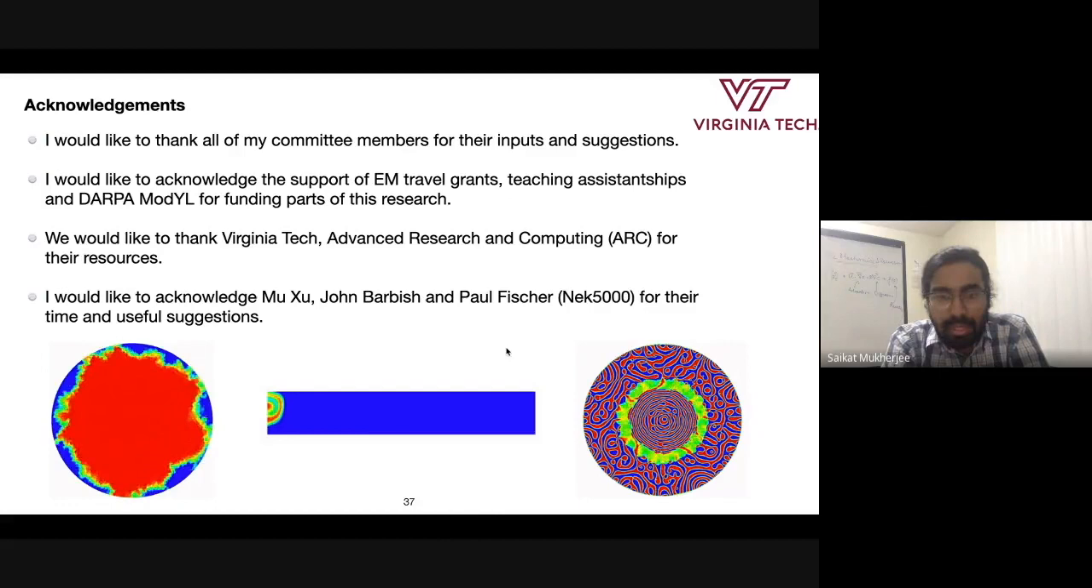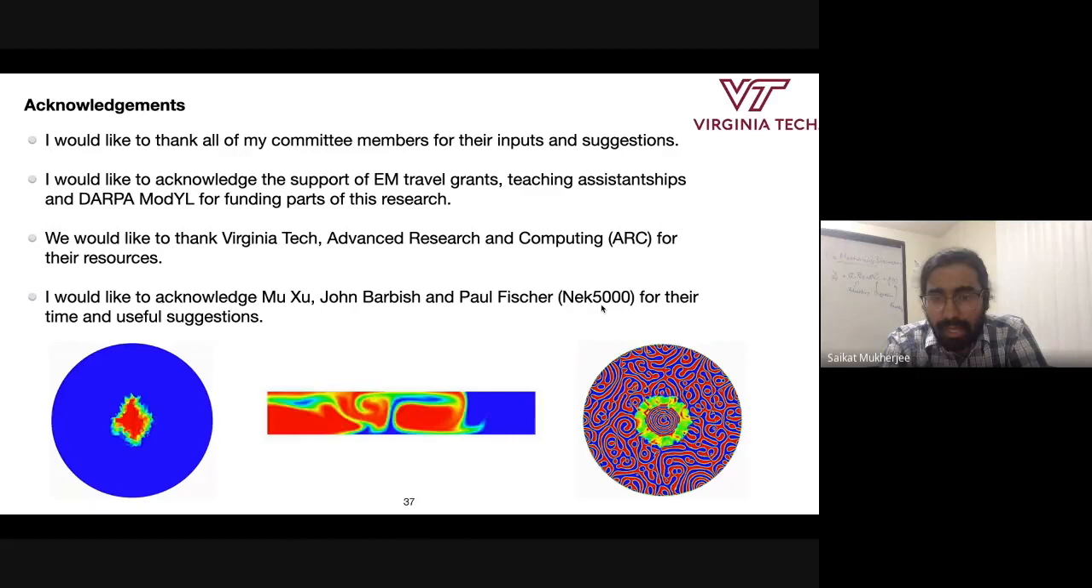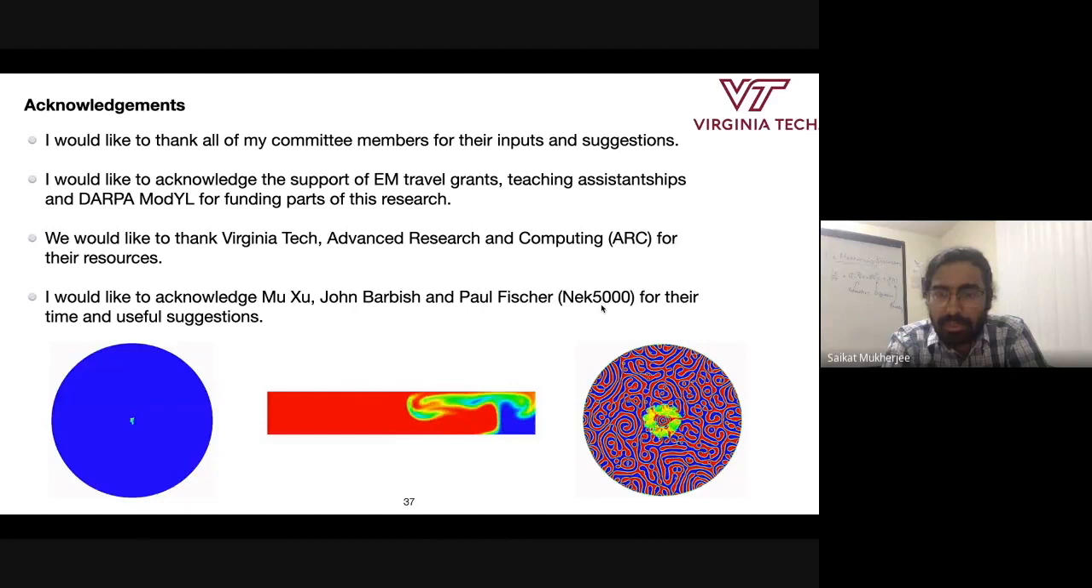And we used NEK5000, which is an open source spectral element solver, to do all the simulations. We have our in-house code, and we modified our code as we went for doing this simulation. And I'll also thank my lab mates as well as Paul Fischer of NEK5000.